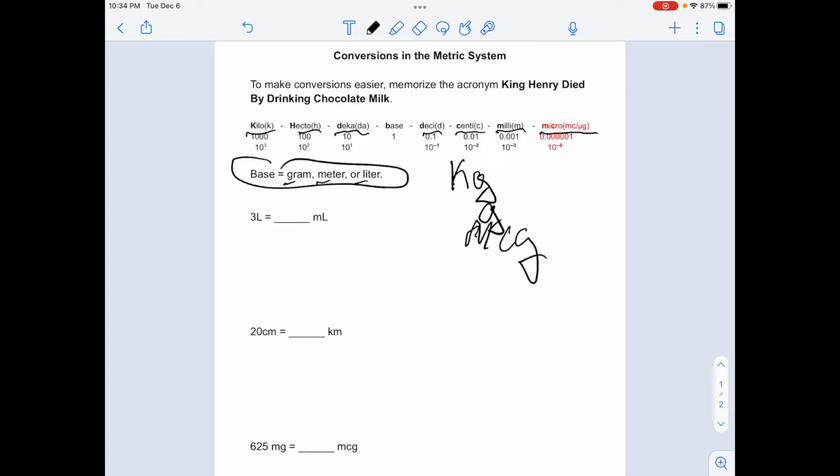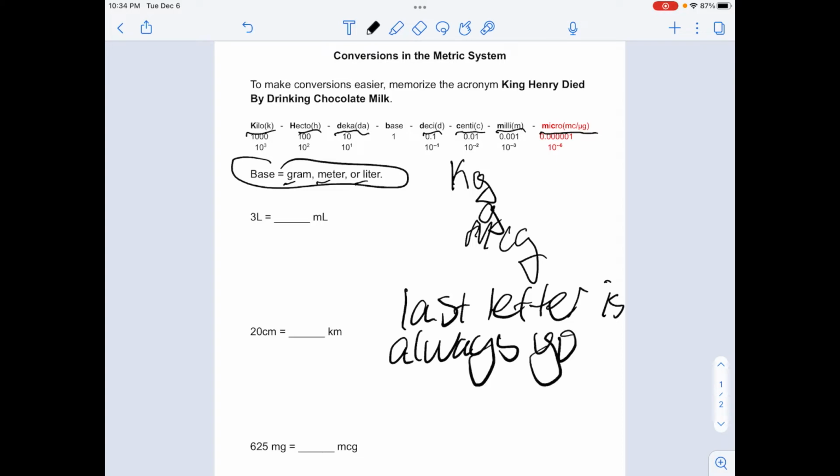The pattern I want you guys to notice here is that the last letter will always be what your base is. So the last letter is always your base unit. So remember, that's G, M, or L. And if it's alone, then that's just simply your base.